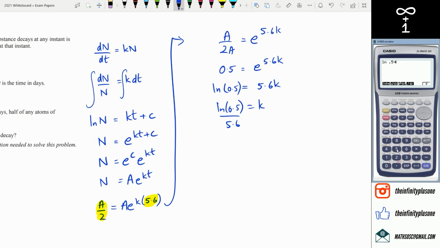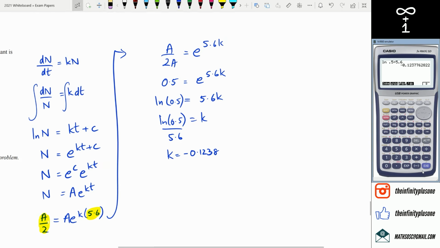So when I do that, ln of 0.5 divided by 5.6, this is going to give me a k value of negative whatever that is, negative 0.123. You know what, let's go with 3. So my equation for the number of atoms is equal to Ae^(kt), k is negative 0.1238, t. So this is the equation now.